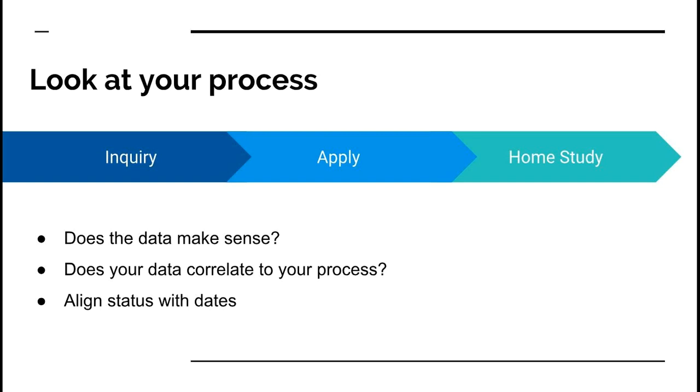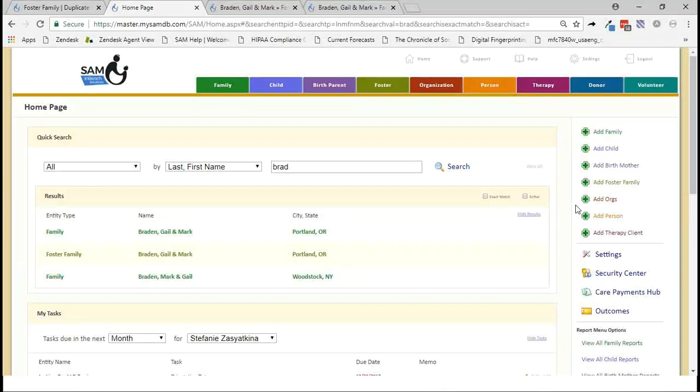That is typical, and that seems to fit for really adoption and foster care situations. In general, you may have different terminology for it, but generally that's the process. So when you're looking at your data, you want to think about, do your dates make sense with what the case stage says? Do the dates that are entered on a record correlate properly to what the current case stage is? And then again, aligning it with your status.